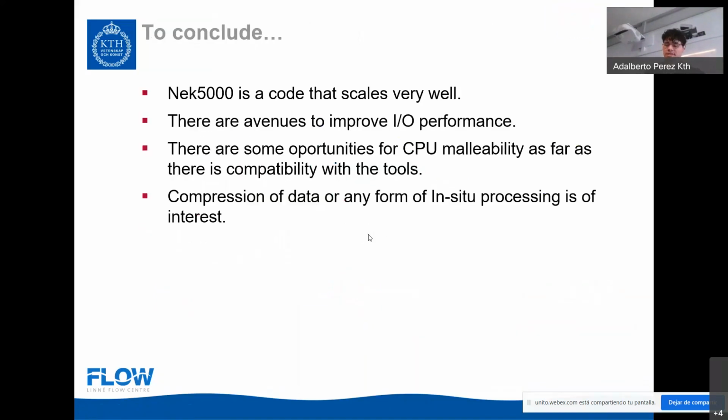But then, to conclude, I would say that NEK5000 is a code that scales very well. There are definitely a lot of avenues to improve I/O performance because at the moment, as I said, there's nothing fancy there. There are also opportunities for CPU malleability, and we are interested in it. But then we need to be able to manage the data redistribution and that the computational layouts match, and all these things. And I would say that we are very interested in any sort of compression of data or in situ processing to manage our data in a better way.